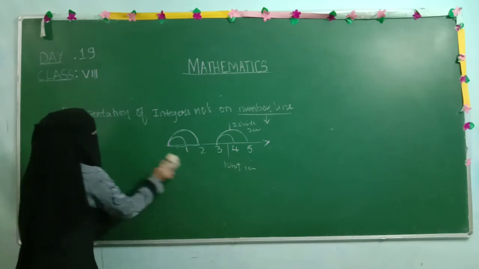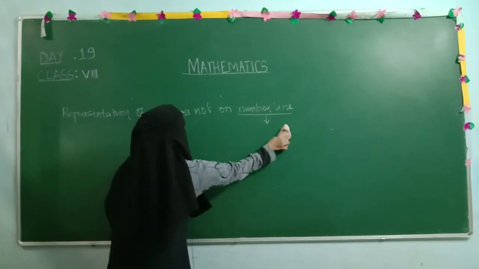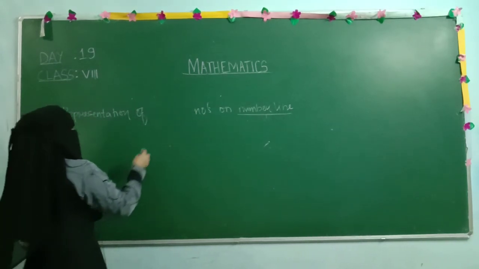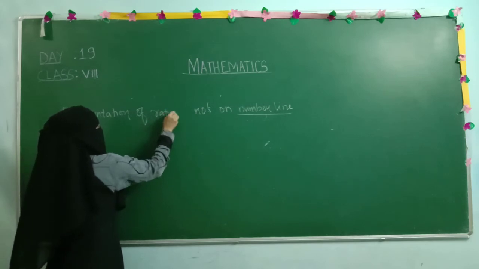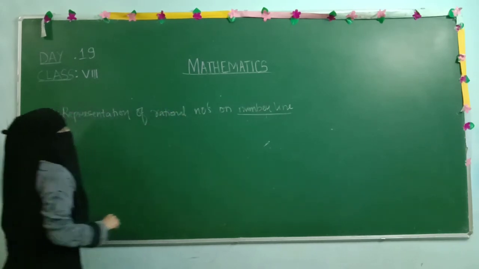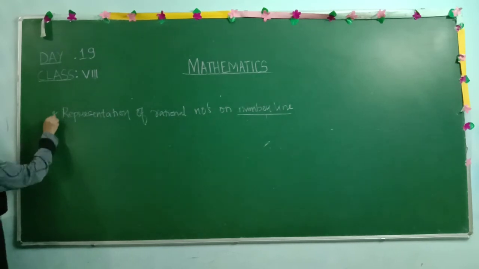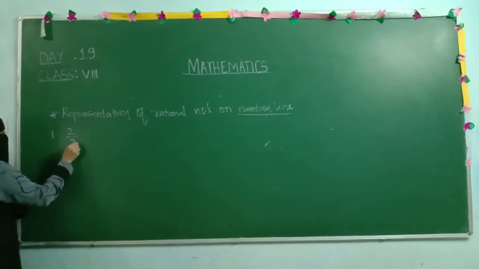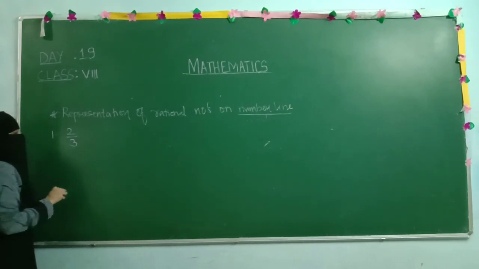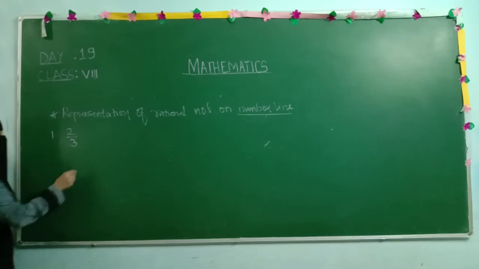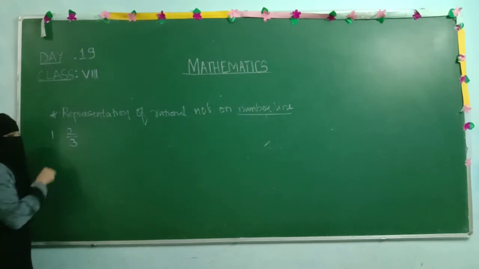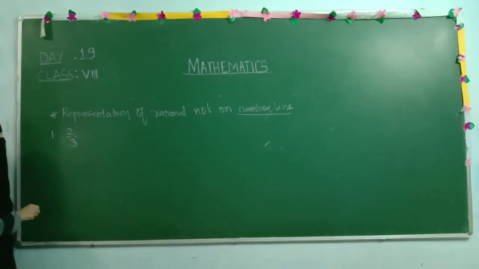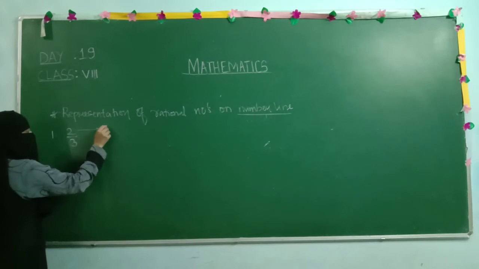Rational numbers are nothing but the numbers which are in the form of p by q. It can be any number. Representation of rational numbers on the number line. This is our topic. So first I will write 2 by 3. We need to represent 2 by 3 on the number line. So first, what is this 2 by 3? We know that it is a rational number. Then what do we call 2? What do we call 3? We know that 2 is the numerator.